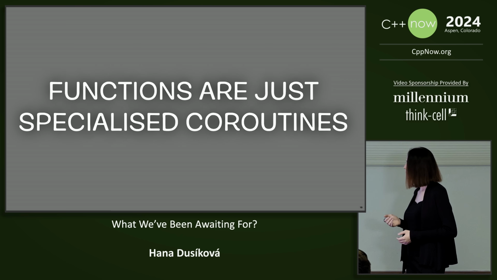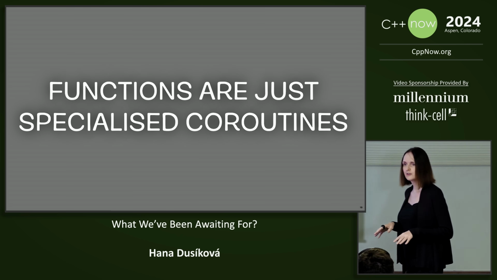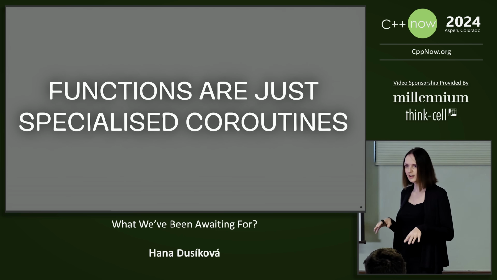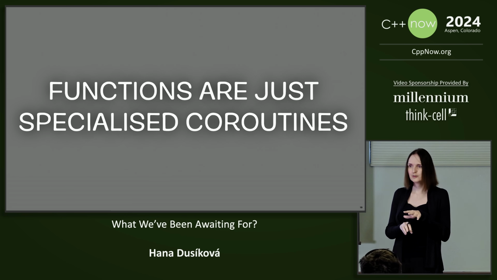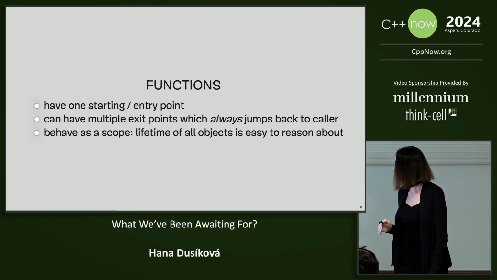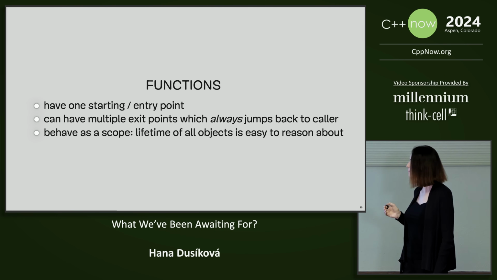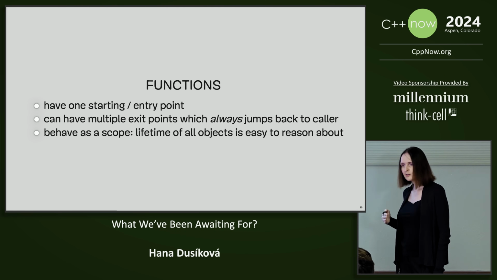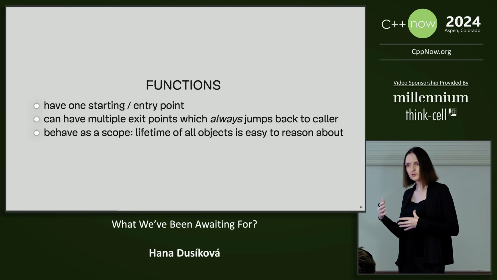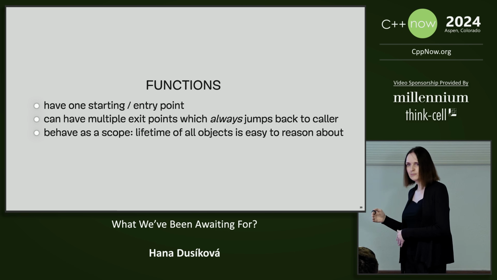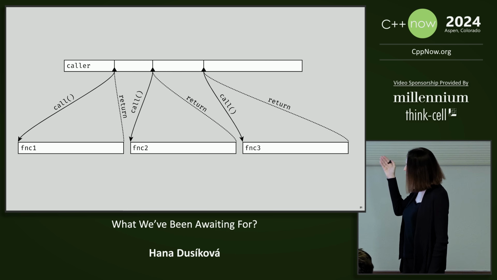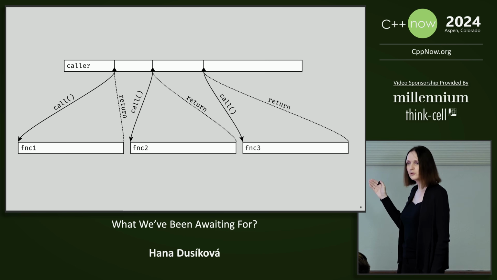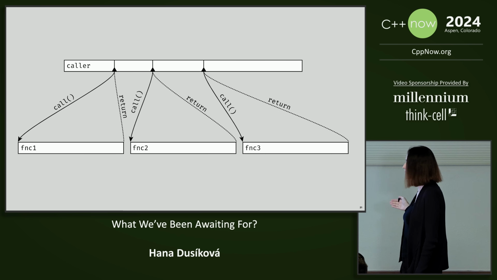So for me, if you look at functions, they are just like specialized coroutines. So coroutines are like a superset of functions. Functions have one starting point and can have multiple exit points, and they behave as a scope. So whatever you create inside will live only inside, like RAII, as we are used to. You call a function, it will return, you call another function, it will return, and so on and so on.